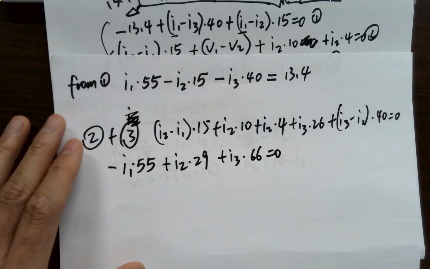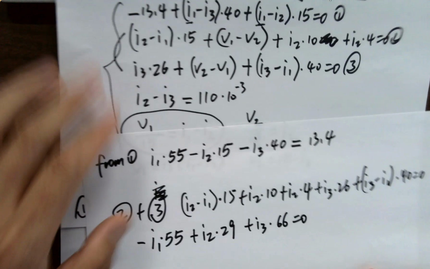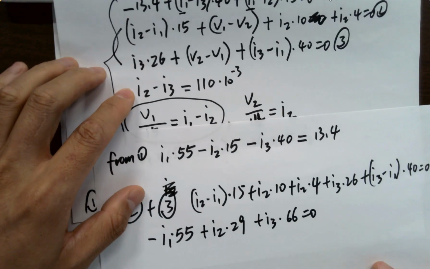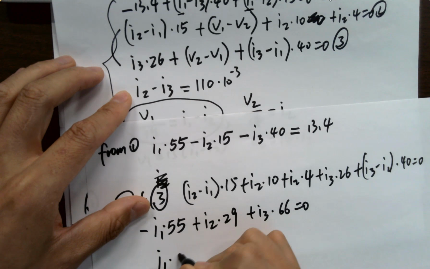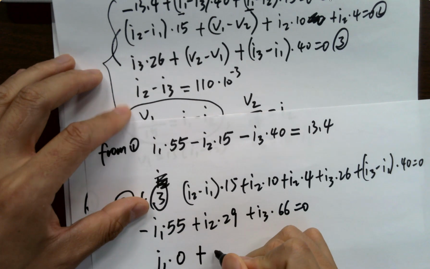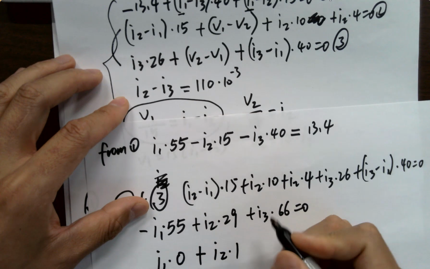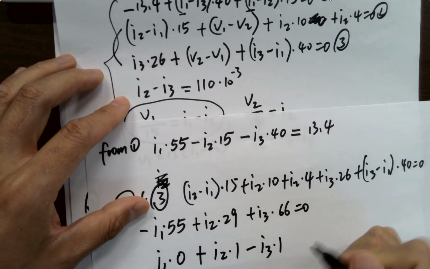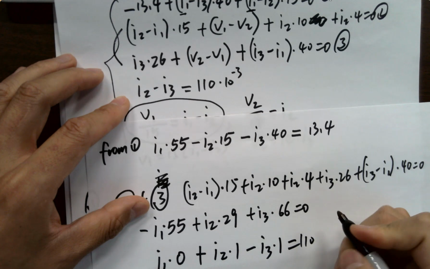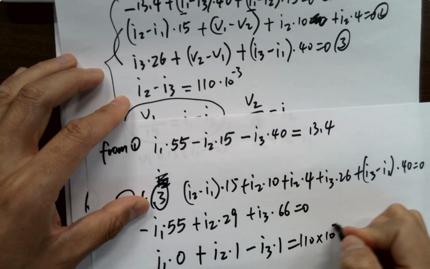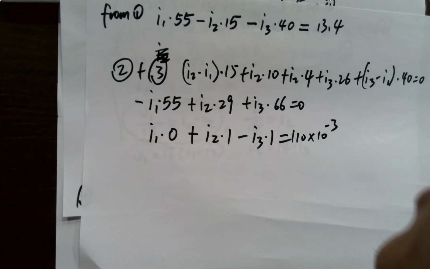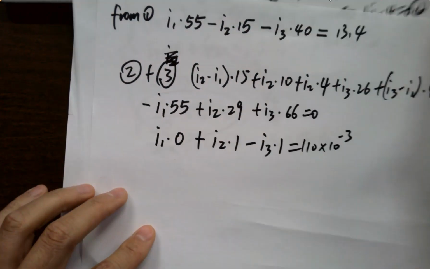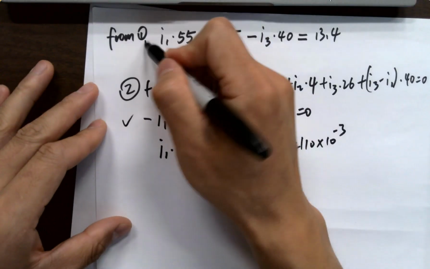Just think about the matrix. You already have two equations, and the third one, which is this guy, becomes I1 times 0 plus I2 times 1 minus I3 times 1, which is 110 milliamps. So 3 variables, 3 equations. Right? 1, 2, 3. Right?